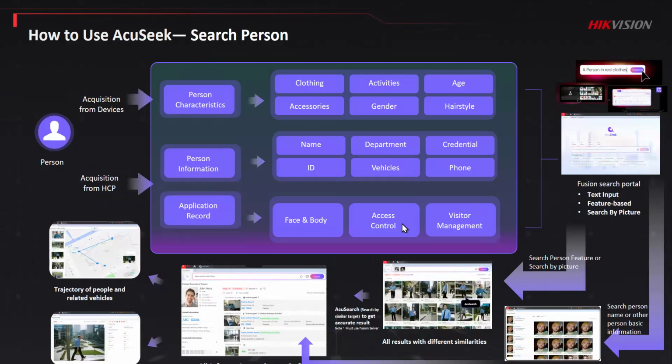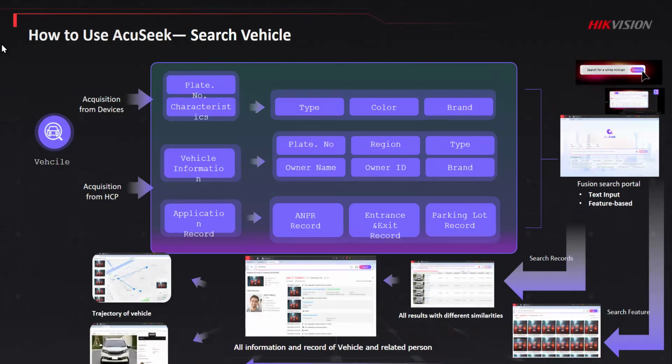Okay, so with AccuSeek, we can do person characteristics like clothing attributes, age, hairstyle, gender. Anything is possible now with AccuSeek. And it understands even what a Rasta is. Like when I typed the other day, I'm looking for a Rasta, it picked up everybody with dreadlocks. So it's a really, really powerful engine now inside of HikCentral.